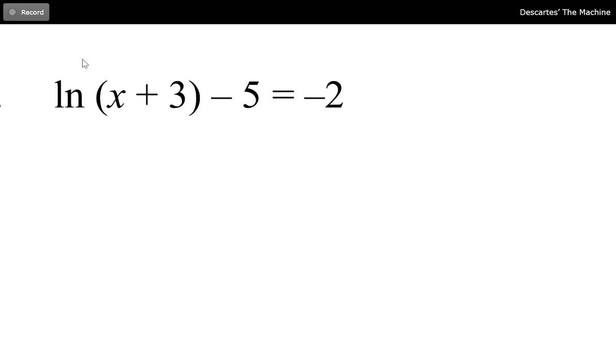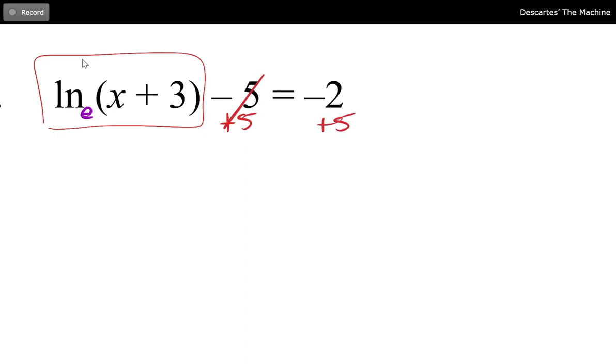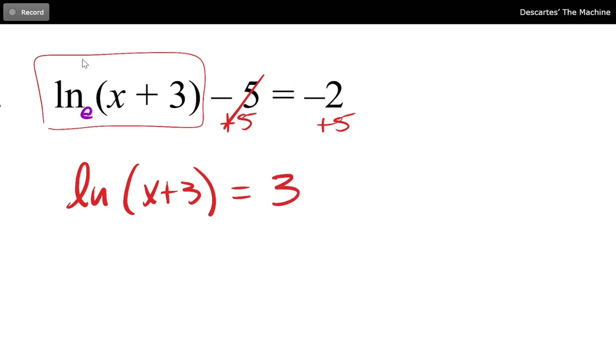Just for help here, base e. What I want to do is isolate this package right there. So I'm going to add 5 to the left and add 5 to the right, and this cancels. And so I get natural log of x plus 3 is now equal to negative 2 plus 5, that would be 3. Now I've got everything but my natural log expression moved to the right.